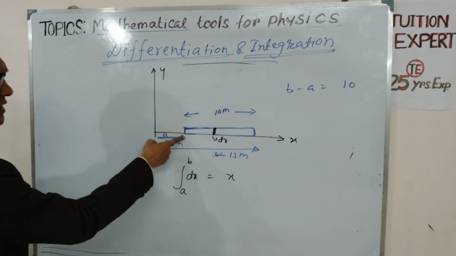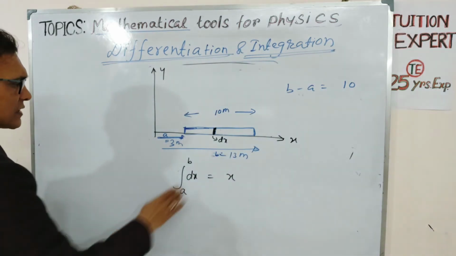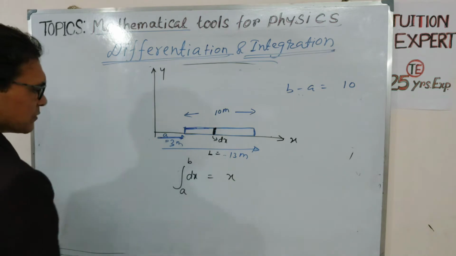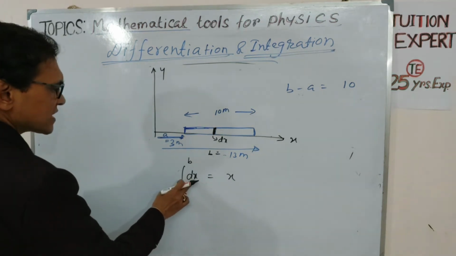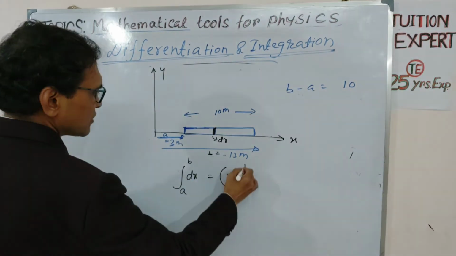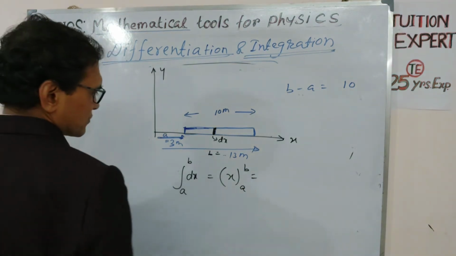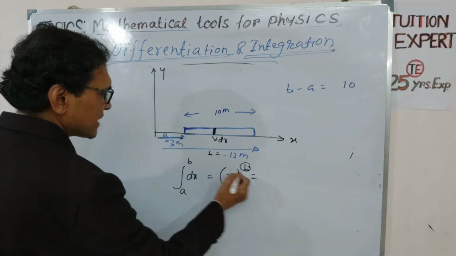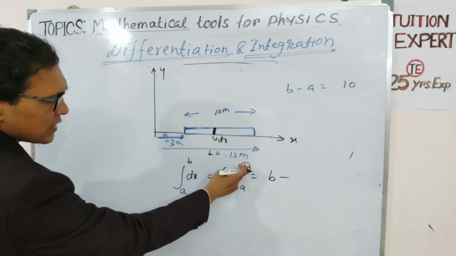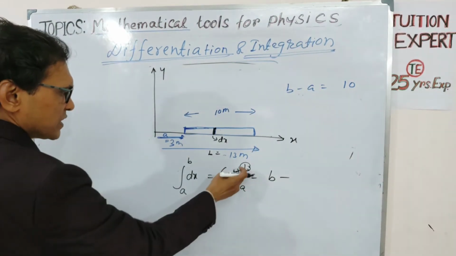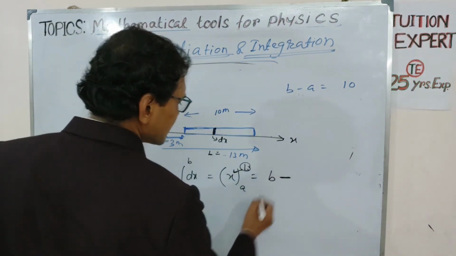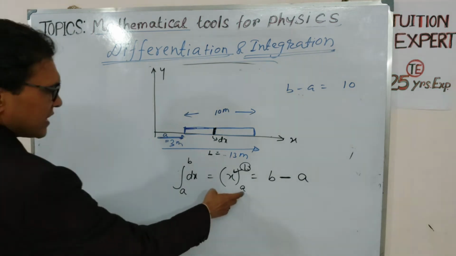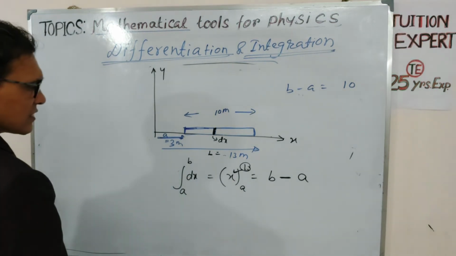A is the lower limit, b is the upper limit. So the integration of dx is x. Now, from a to b, to write this value, put the upper limit in place of x, that is b. Then you write minus here and put a in place of x, that is a.